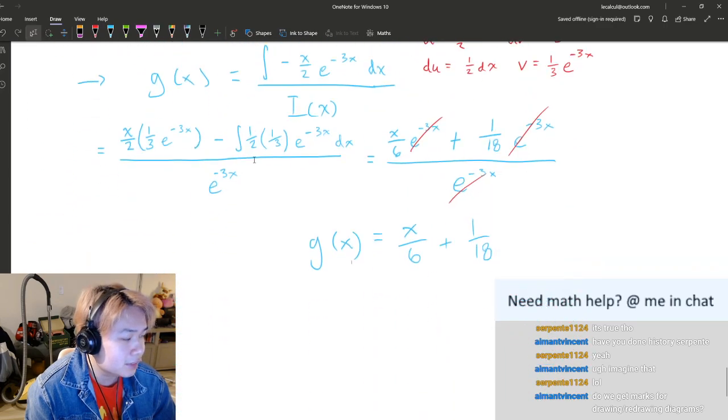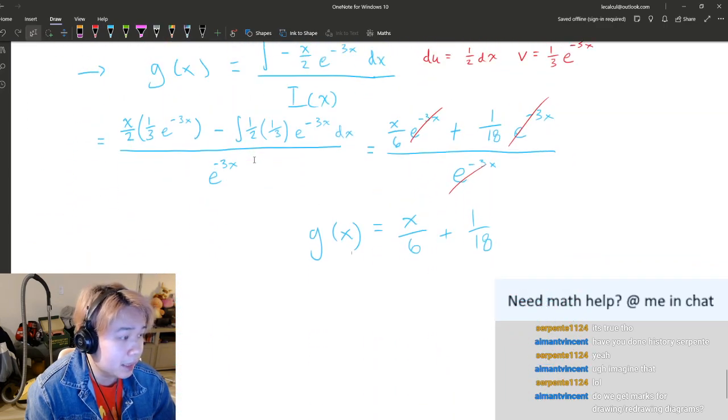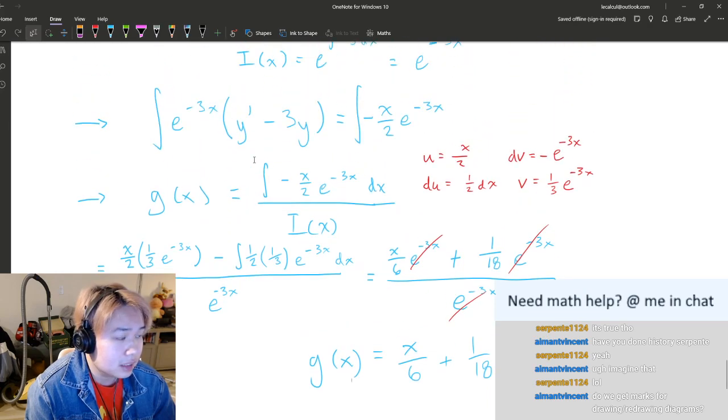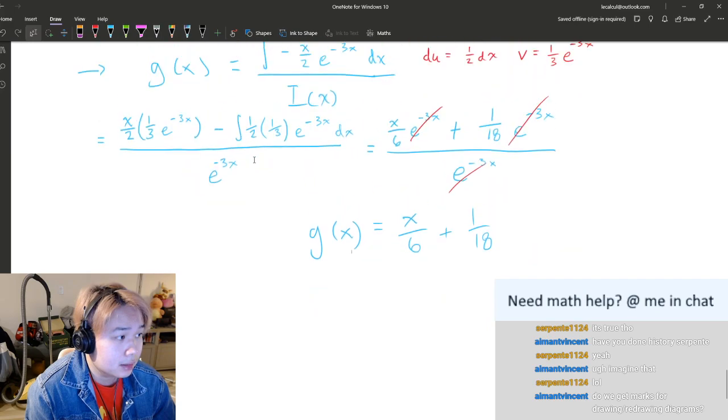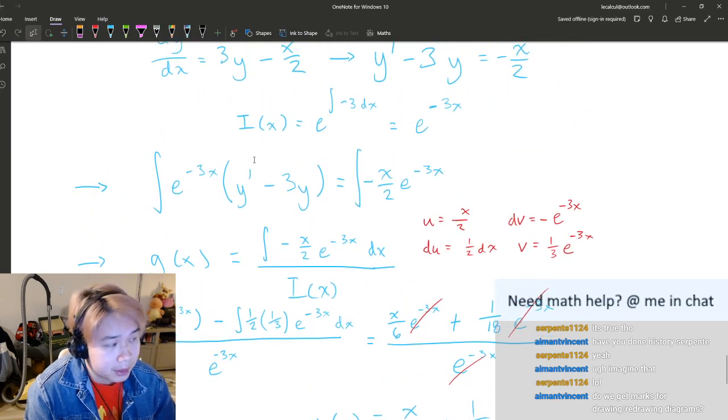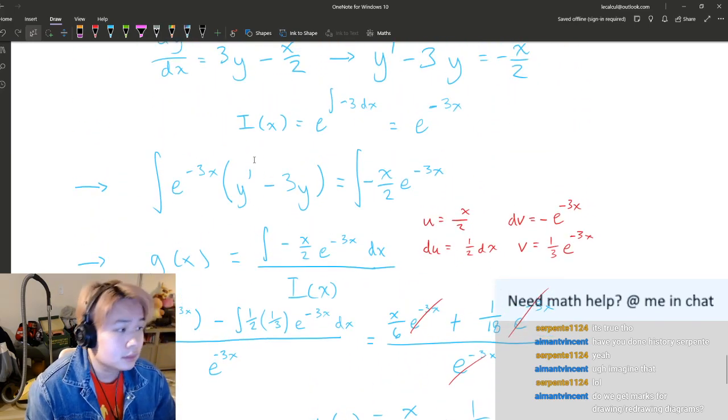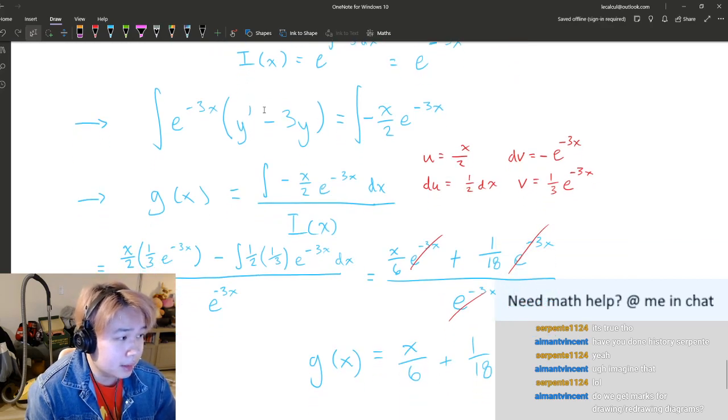Do you get marks for redrawing diagrams? Depends. If they already gave you it, then no. But let's say they don't give you a diagram, then I think you get maybe a mark.